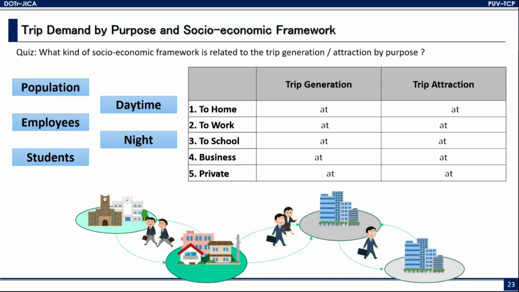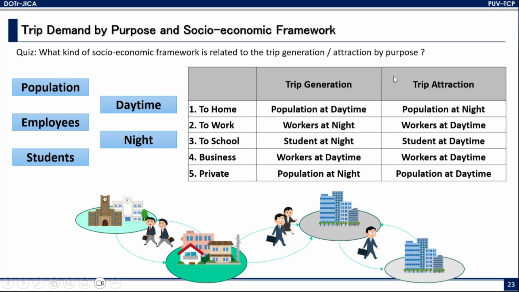The first one, to home, population at daytime. And the trip attraction. Population at night. Trip attraction. Yes. Please come to the microphone. Yes, like this. Yes, Chika-san is right.